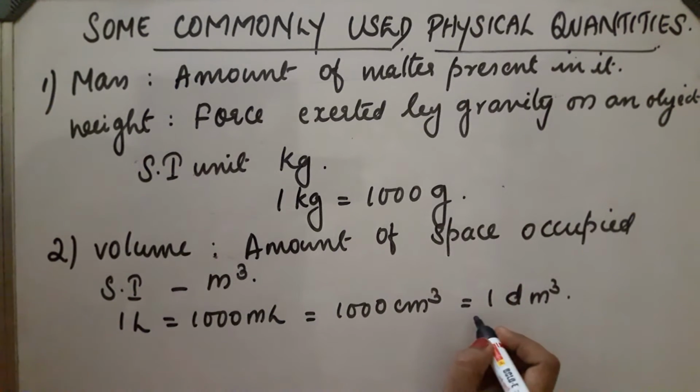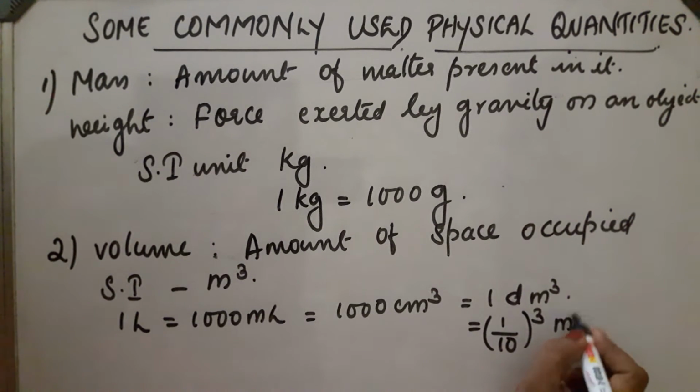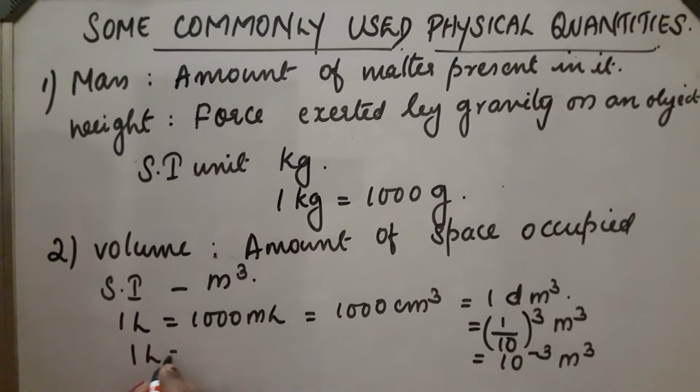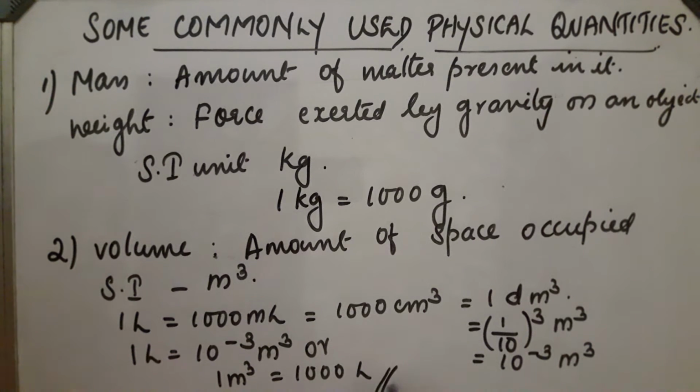So 1 decimeter cube means (1 by 10) whole raised to cube meter cube, because deci means 1 by 10. So this cube into meter cube is equal to 10 raised to minus 3 meter cube. So 1 liter is equal to 10 raised to minus 3 meter cube, or 1 meter cube is equal to 1000 liter. These are the different units of volume.